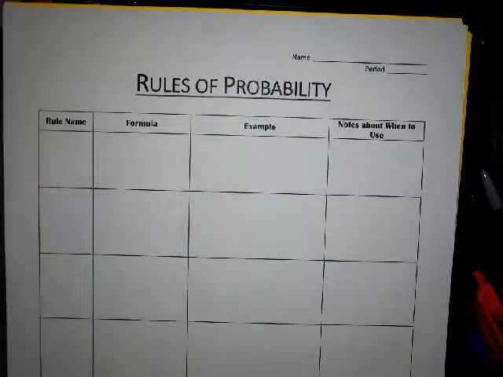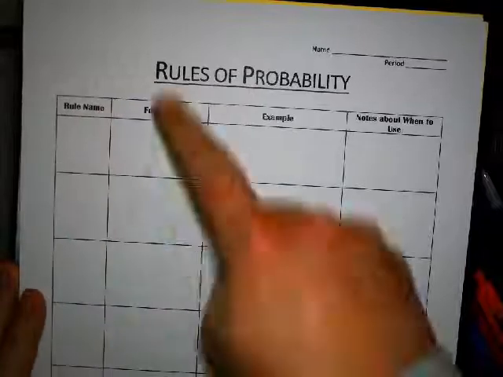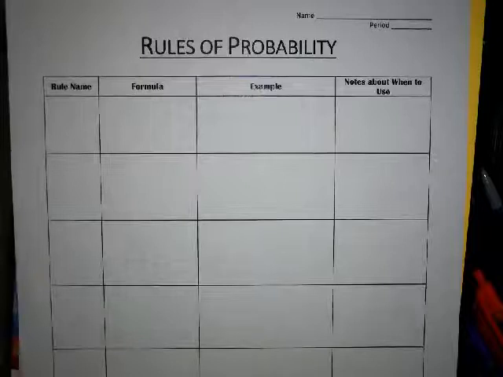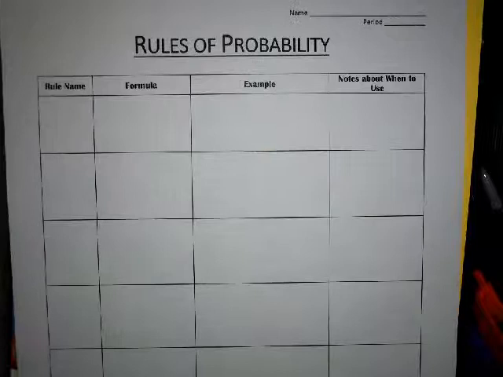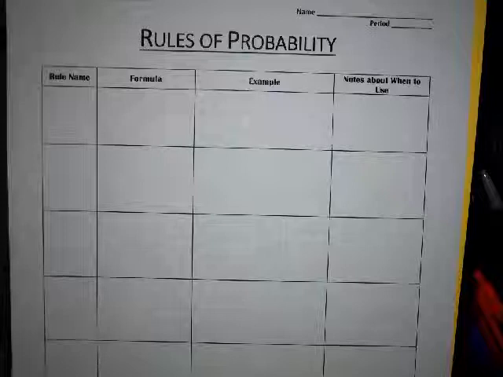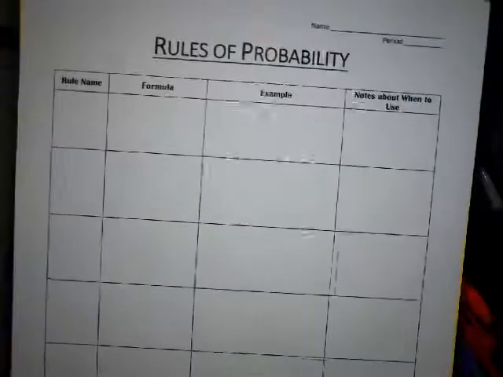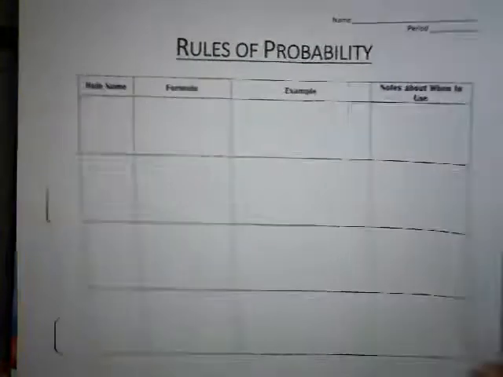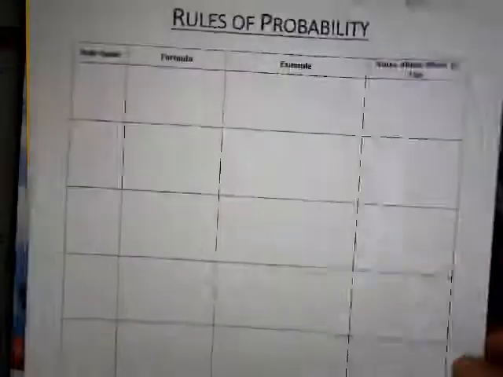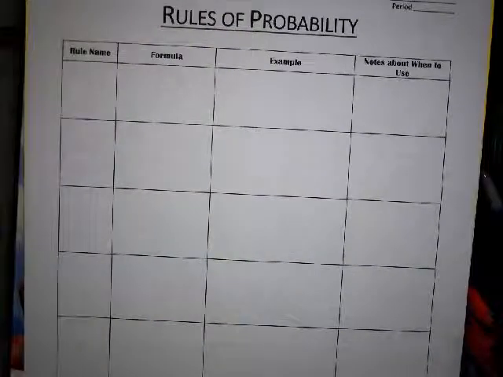All right, so this first page, we're just going to put the name of the rule, the formula. I'm not going to do an example. If you want to go back through your notes and find an example so that you have one next to it, you can. And then we're going to make some notes about when to use them. Mainly, I'm going to give you some key words, which are then going to help us fill out this graphic organizer. And like I said, hopefully it'll help clarify so that you know which rules to use and when.